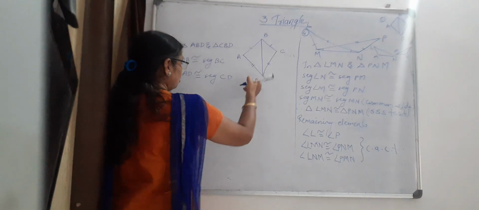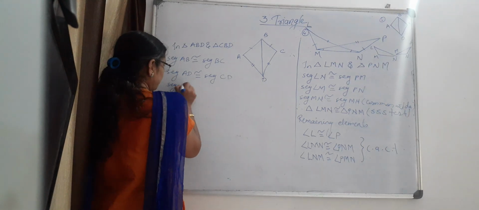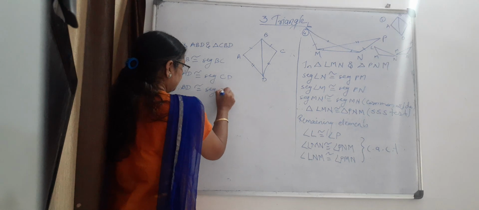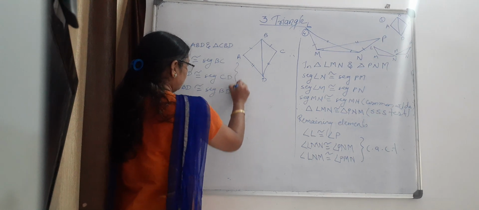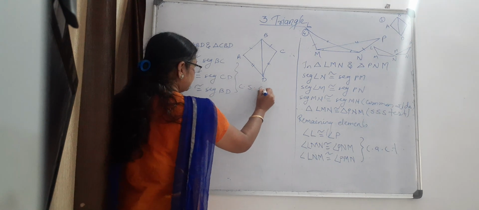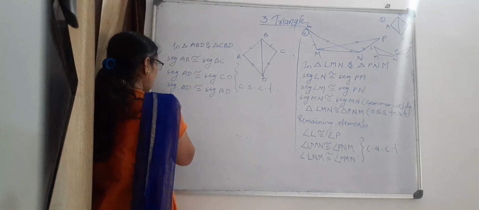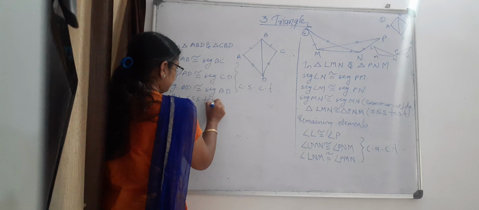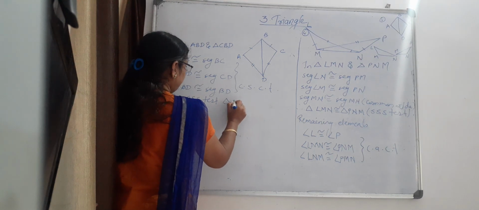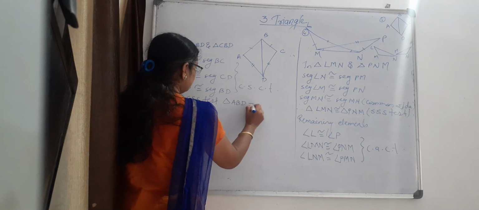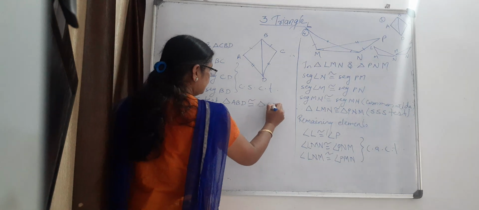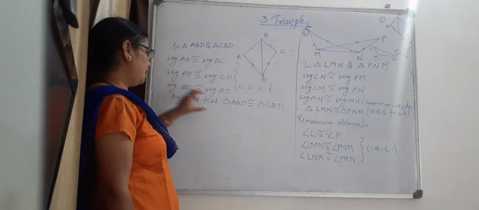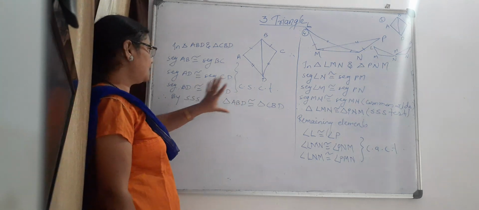And third, what you have to take? Segment BD is congruent to segment BD. What is the reason for all the three? CSCT. And therefore by which test? By SSS test, triangle ABD is congruent to triangle CBD. Here only you have to show that the triangles are congruent. Use the test and the triangles.